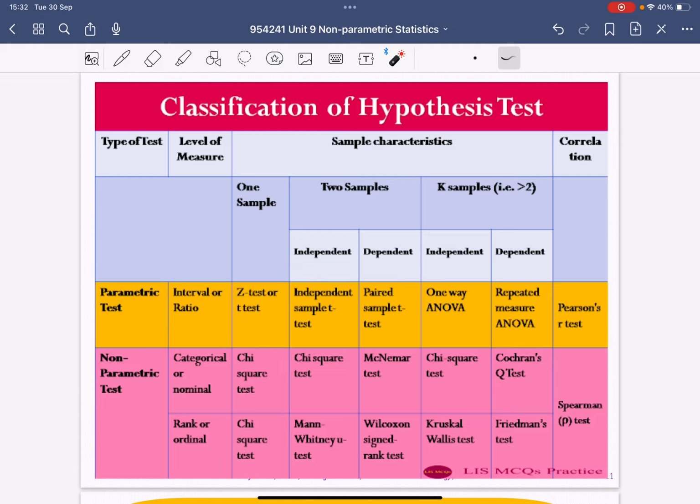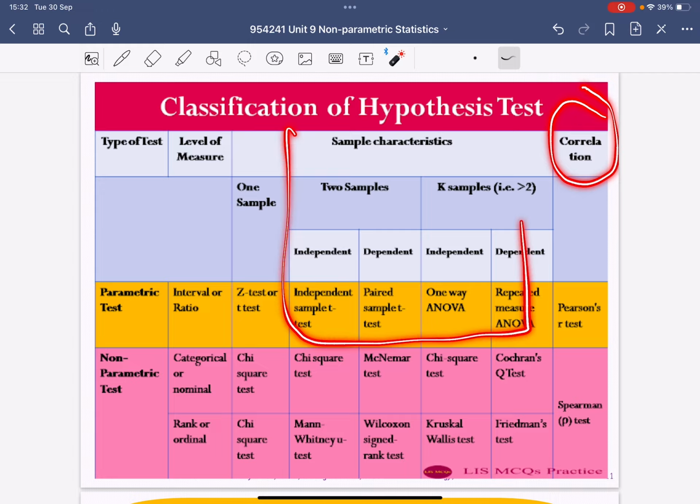For independent data, we use the independent sample t-test. For dependent data, we use the paired sample t-test. Now, for more than two samples, for independent samples, we do one-way ANOVA, analysis of variance. And for dependent data, with more than two samples, we do repeated measures ANOVA. And also we have correlation.